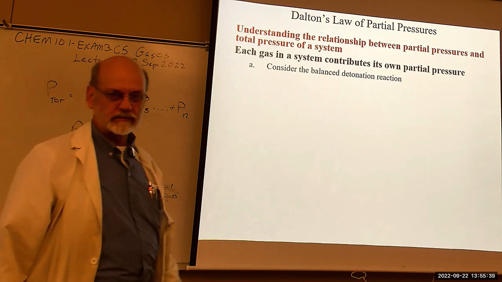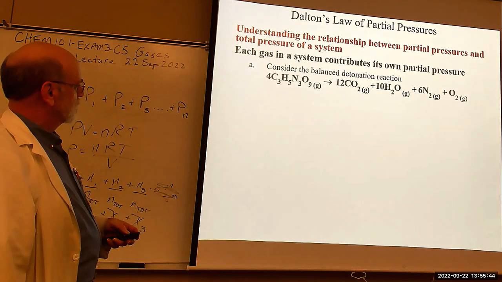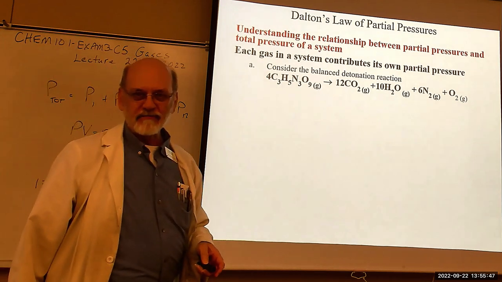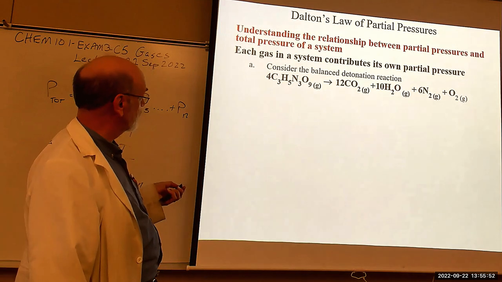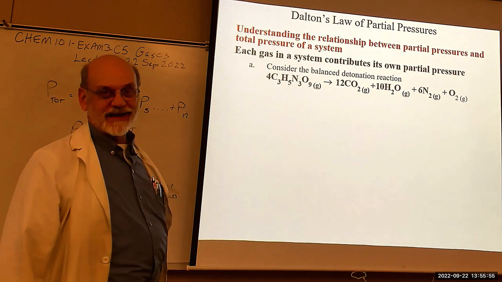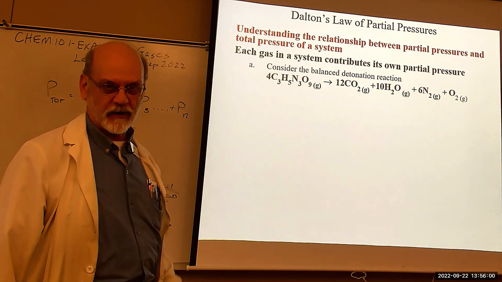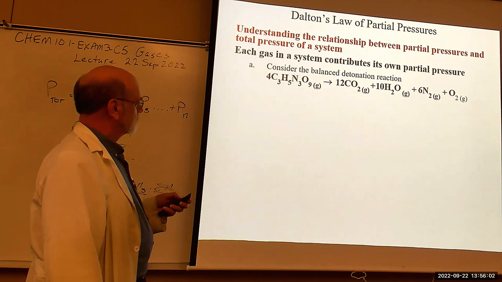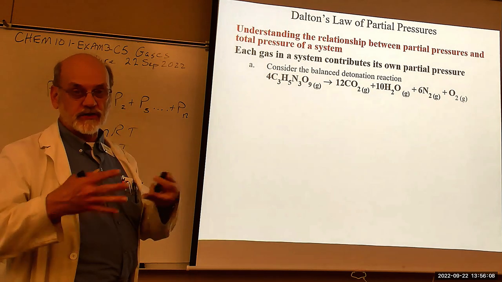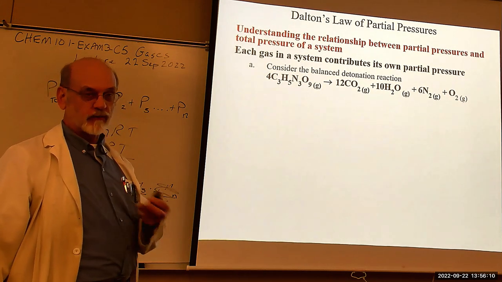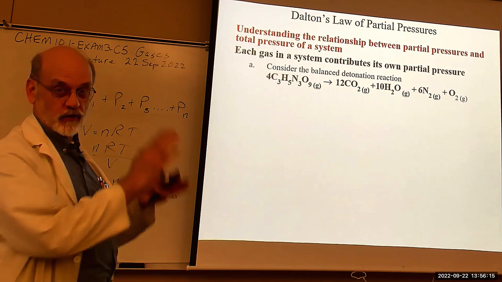This is an example. The reason we say the balanced detonation equation is the fact that this compound is nitroglycerin. So, yeah, it will detonate. All you have to do is smack it with a hammer. We're starting with a gas here because it's easier to do the calculations and make the explanation. But at room temperature and pressure, nitroglycerin is a liquid. So we have to get it in the gas phase in order for this to work.